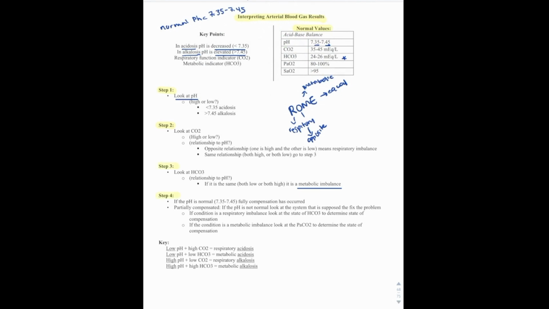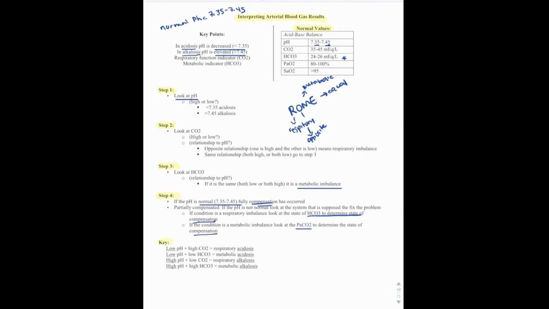So if the pH is normal, but other things are not normal, it could be due to something called compensation. And that means that the body adjusts and compensates with other things to make the pH normal. So partially compensated is if the pH is not normal, we look at the system that is supposed to fix the problem. So if the condition is a respiratory imbalance, look at the state of HCO3 to determine the state of compensation. If the condition is a metabolic imbalance, look at PaCO2 to determine the state of compensation.